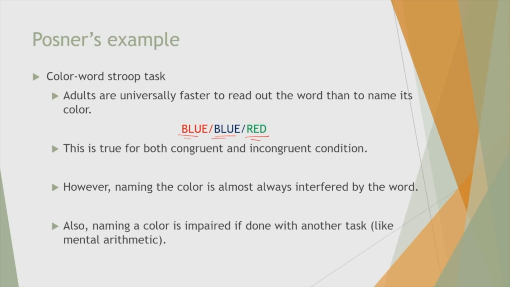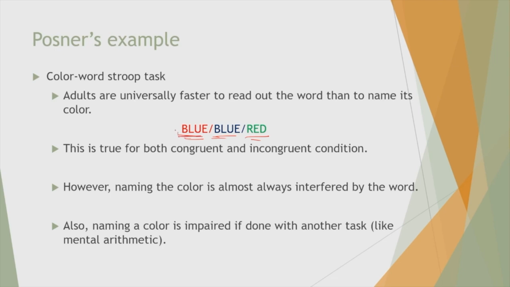This is because reading the word is an automatic process. However, if we ask you to name the color in which the word is written, then there is a problem, because that is a controlled process. It needs to be controlled, it needs to be regulated. So, there it becomes a problem, because it is written blue here, but the ink is red.